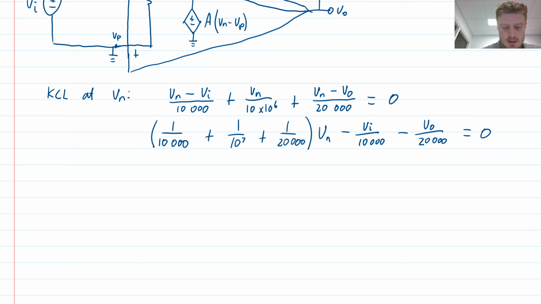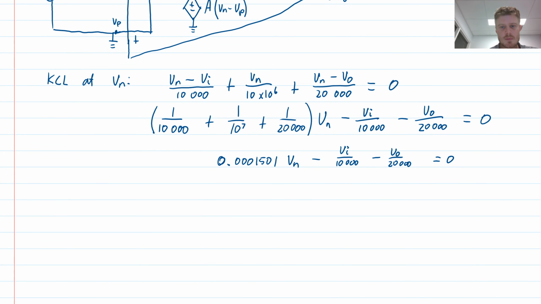And so I end up with 0.000151 times Vn, and some other numbers over here, so I'll just write them with the fractions for now. The 20,000 is equal to 0. Okay. We can multiply everything by 20,000. That will clean up these fractions.